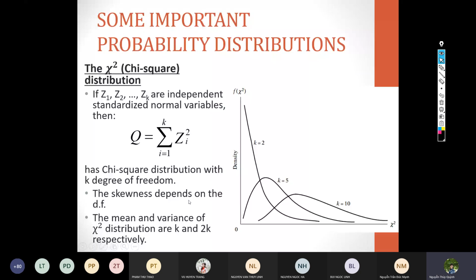And the skewness depends on the degree of freedom. You can see that. And the mean and variance of a chi-square distribution are k and 2k respectively. Okay, do you have any questions here? If you don't understand anything, you can turn on your mic and ask me to explain again.